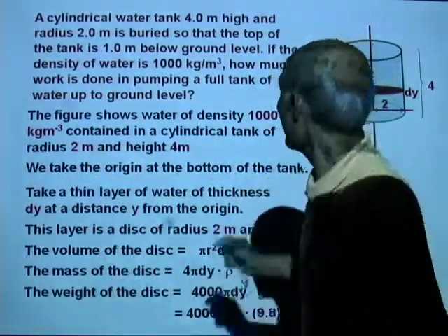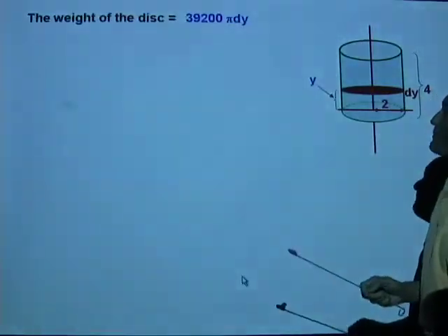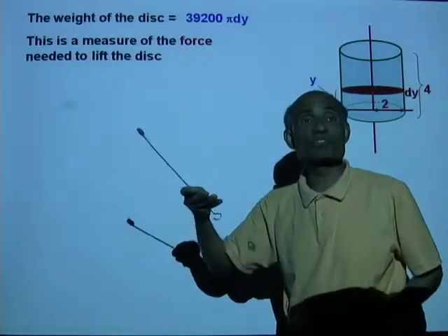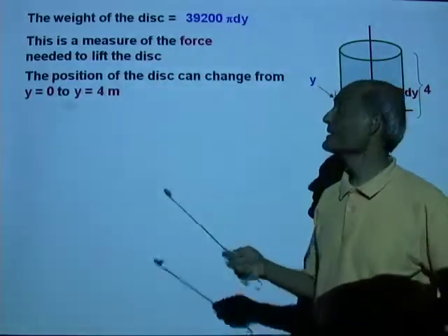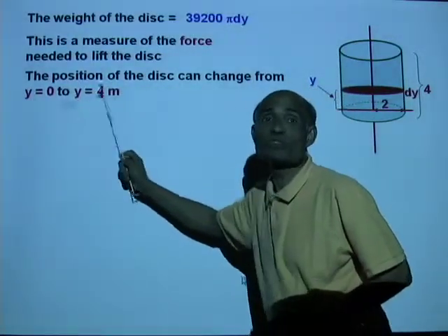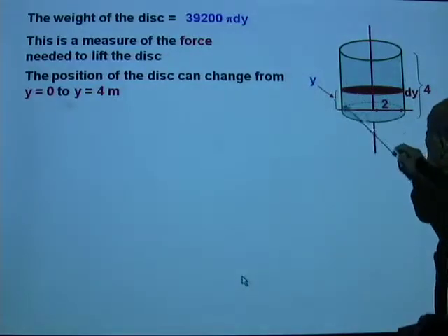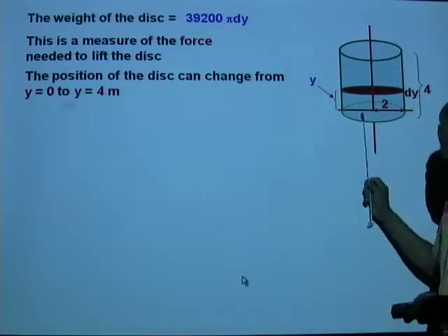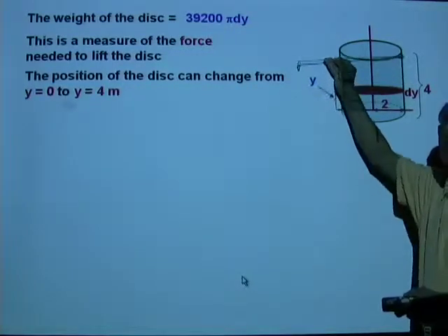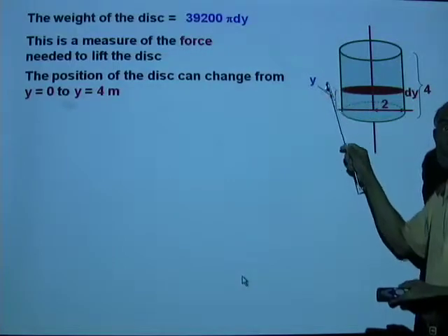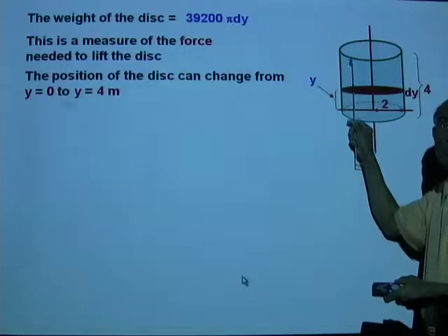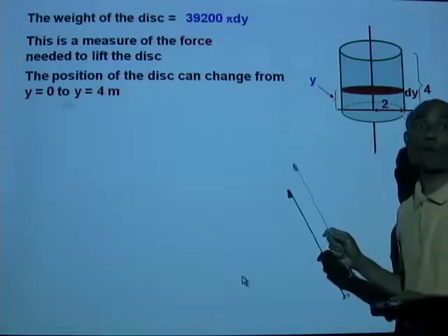Alright, so we now know the weight of the disk. Now, this is a measure of the force needed to lift the disk. Now, the position of the disk can change from y equal to 0 to y equal to 4. This disk can be anywhere in the tank. It can be at the bottom or anywhere between the bottom and the top. That means the value of this y can change from y equal to 0 at the bottom to y equal to 4 at the top.